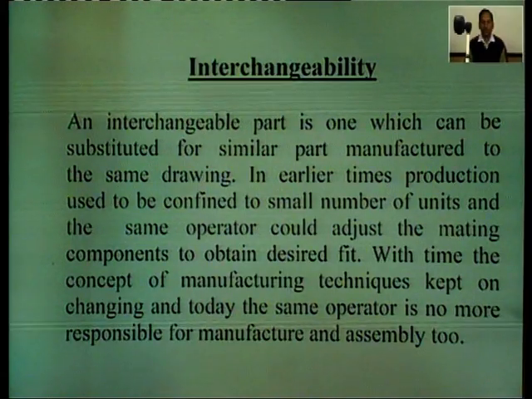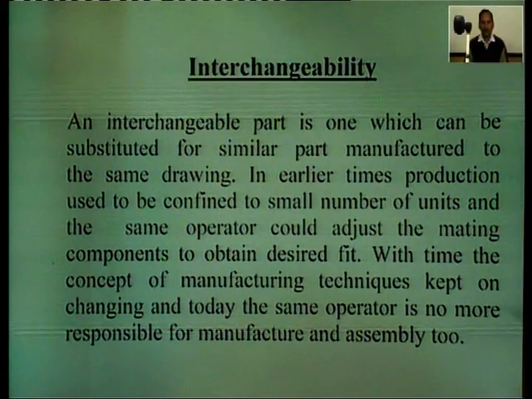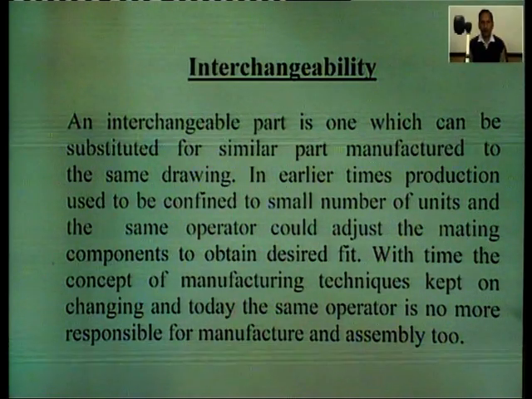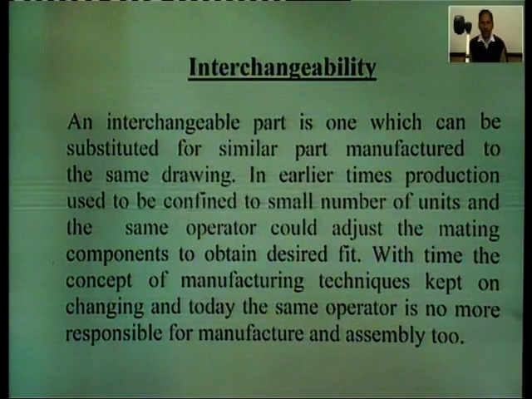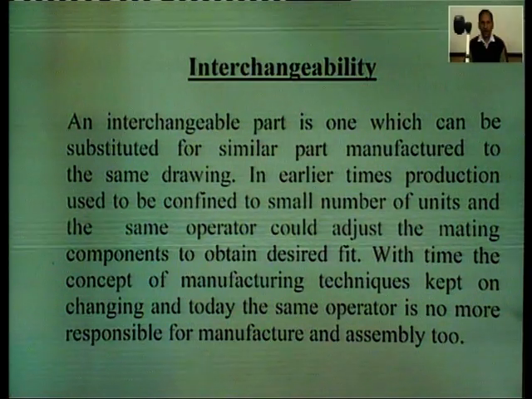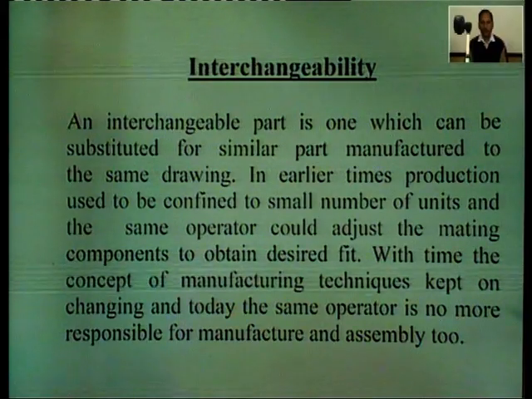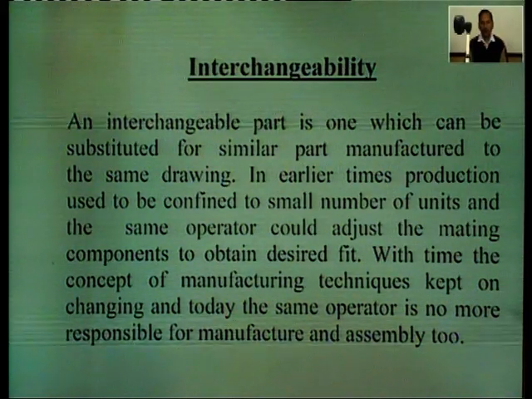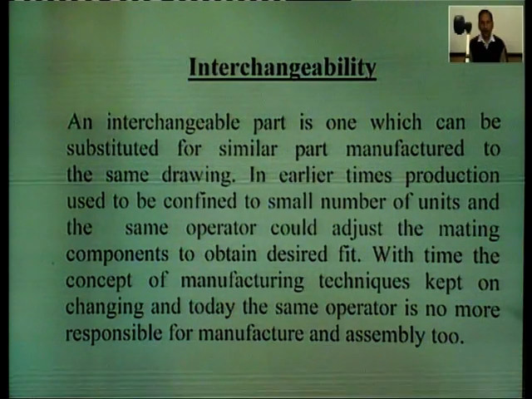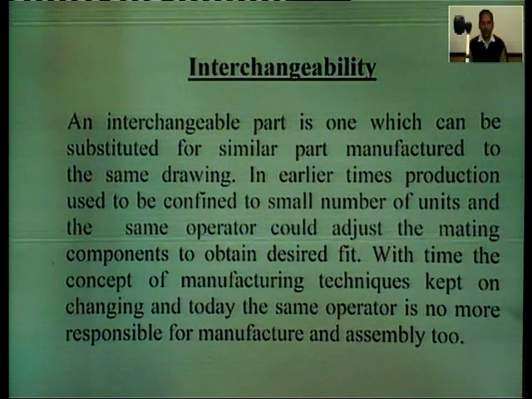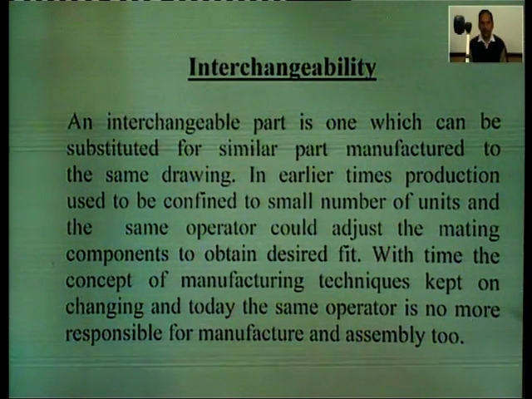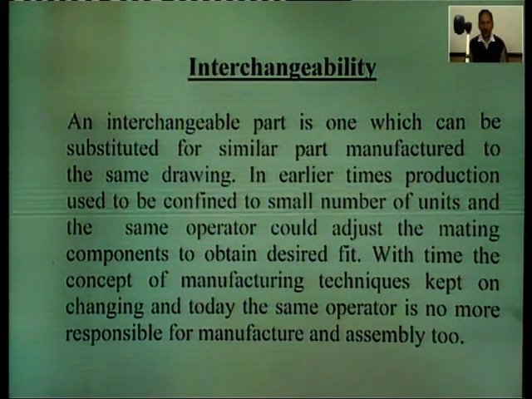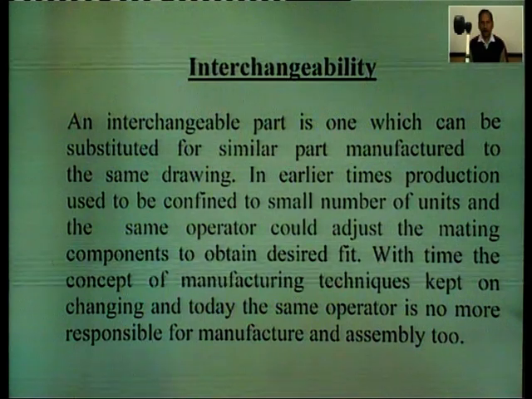So, interchangeability. What is interchangeability? An interchangeable part is one which can be substituted for a similar part manufactured to the same drawing. In earlier times, production used to be confined to a small number of units, and the same operator could adjust the mating components to obtain the desired fit. With time, the concept of manufacturing techniques kept on changing, and today the same operator is no more responsible for manufacture and assembly too.